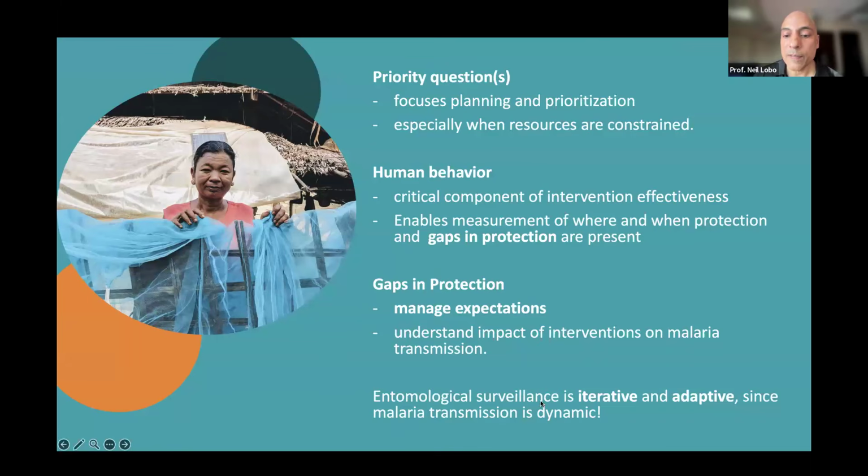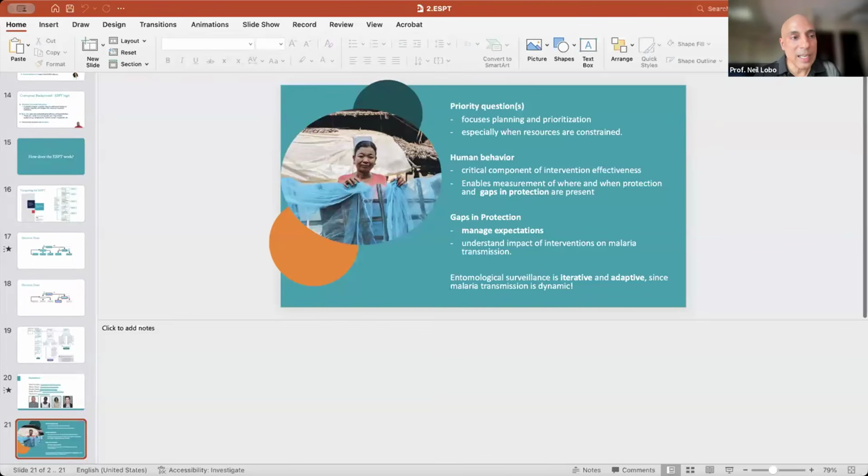So entomological surveillance is iterative and adaptive. And this is really important because, as we mentioned, transmission changes over time and we need to change what we do to adapt to what's happening. And we want to be iterative. We want to examine the data coming through, examine the system and redo and change and adapt what we do so that we are better at what we're doing, so we can make better decisions. And that was a short end to the next set of slides.